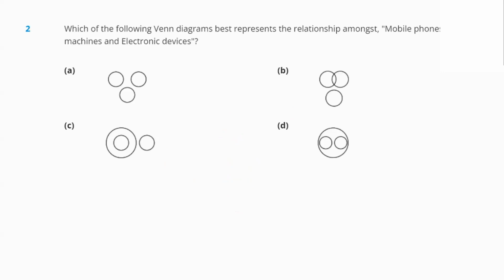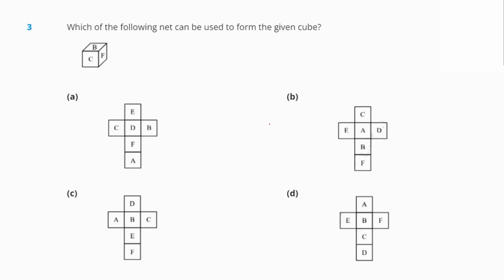Which of the following Venn diagrams best represents the relationship among mobile phone, washing machine and electronic device? So electronic device covers washing machine and mobile phone. So our correct option will be option number D. Moving on to the next question.